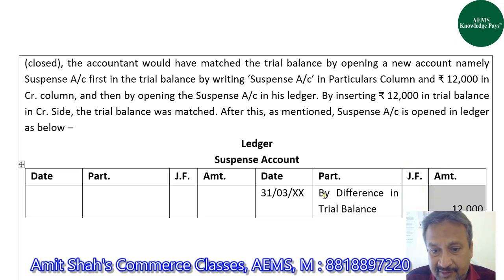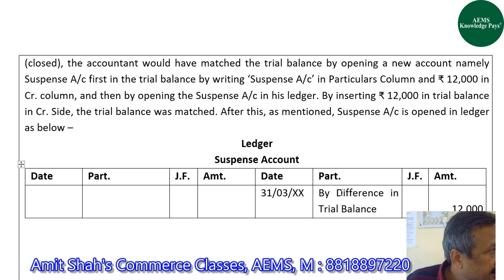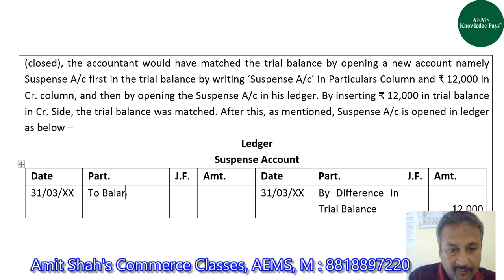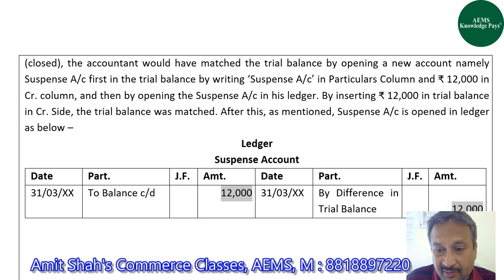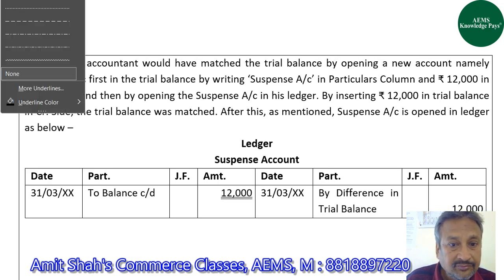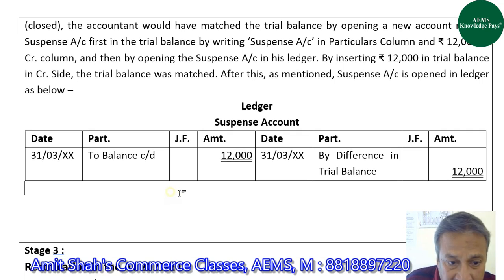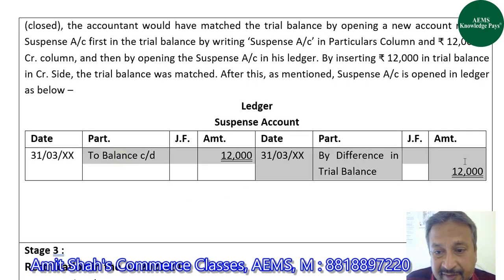It is not a transaction, guys. It is not a transaction at all. It is only because of the error in our accounting system, for which the trial balance was matched forcefully by opening suspense account. Am I clear? And then he will close suspense account as well. So here we'll write to balance c/d 12,000. And this is how he will close suspense account. After doing this, now he will go to investigate why there is difference in trial balance.